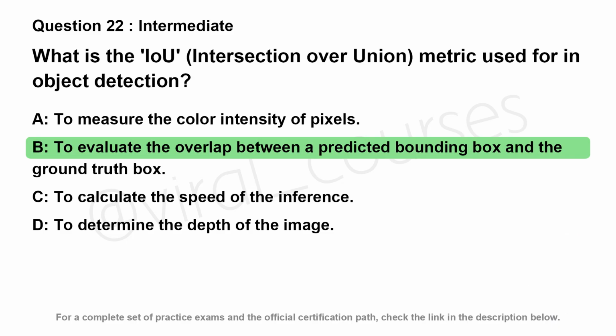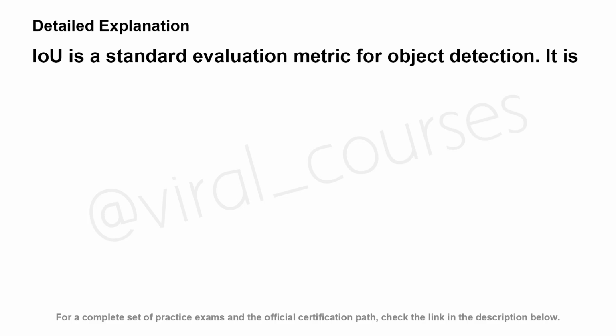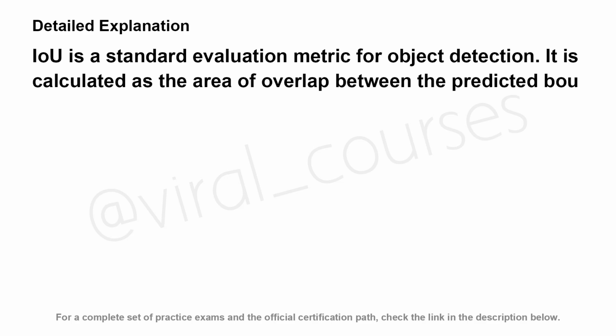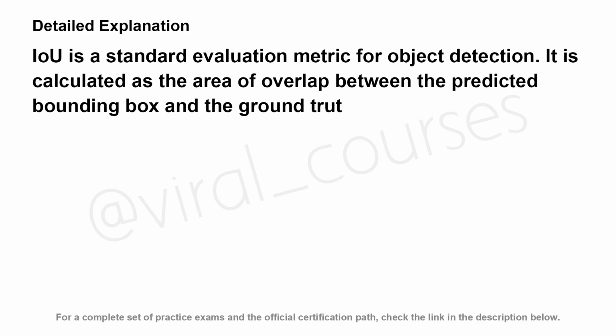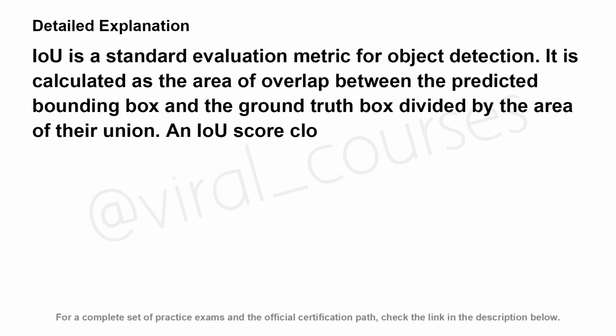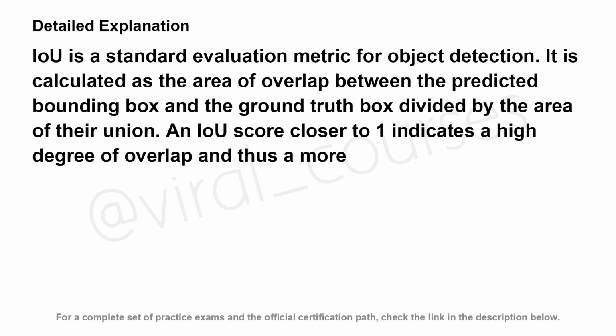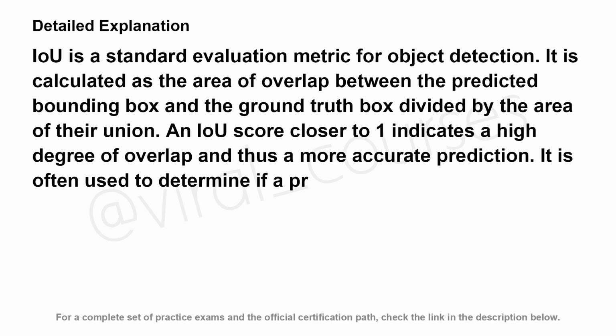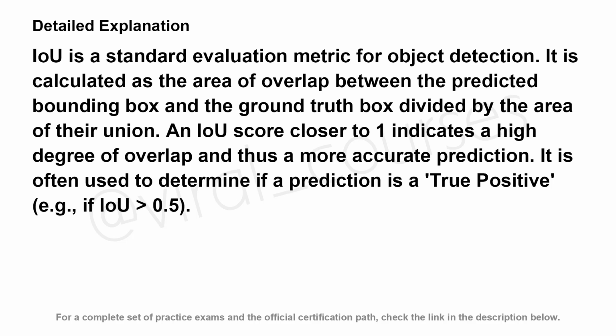The correct answer is B. IOU is a standard evaluation metric for object detection. It is calculated as the area of overlap between the predicted bounding box and the ground truth box, divided by the area of their union. An IOU score closer to 1 indicates a high degree of overlap and thus a more accurate prediction. It is often used to determine if a prediction is a true positive, e.g., if IOU is greater than 0.5.